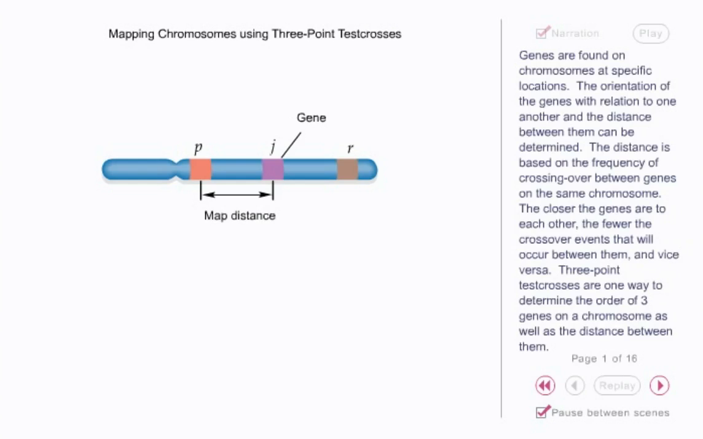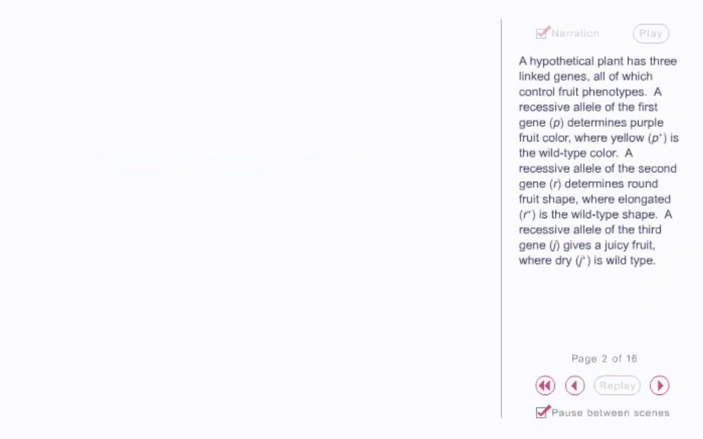versa. 3-point test crosses are one way to determine the order of 3 genes on a chromosome, as well as the distance between them. A hypothetical plant has 3 linked genes, all of which control fruit phenotypes.